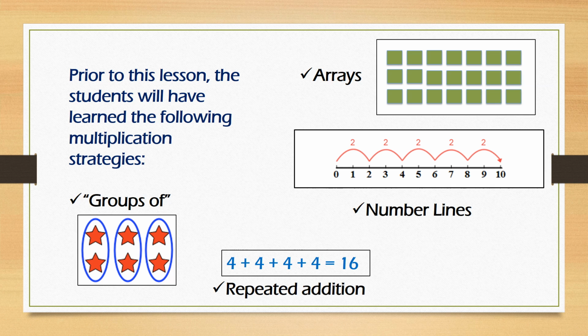Prior to this lesson, the students will have already learned the following strategies for multiplication. They will have learned about groups of, repeated addition, number lines, and arrays. We will have also talked about what the commutative property is in multiplication.